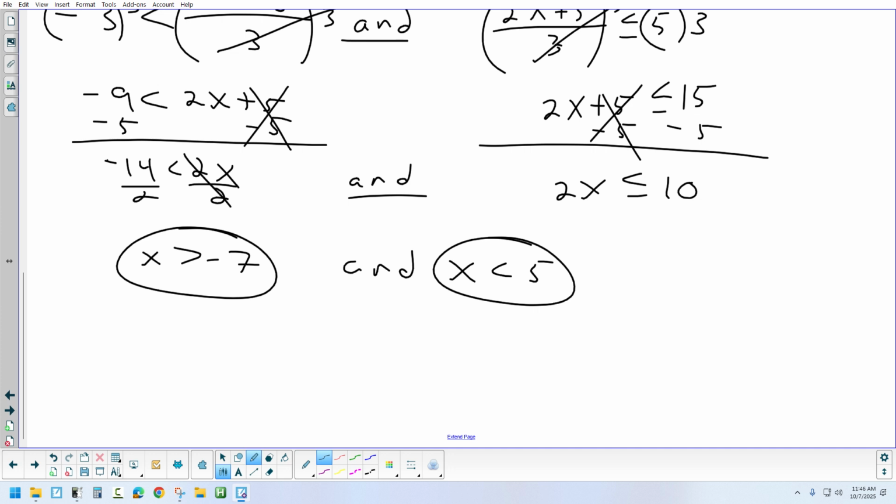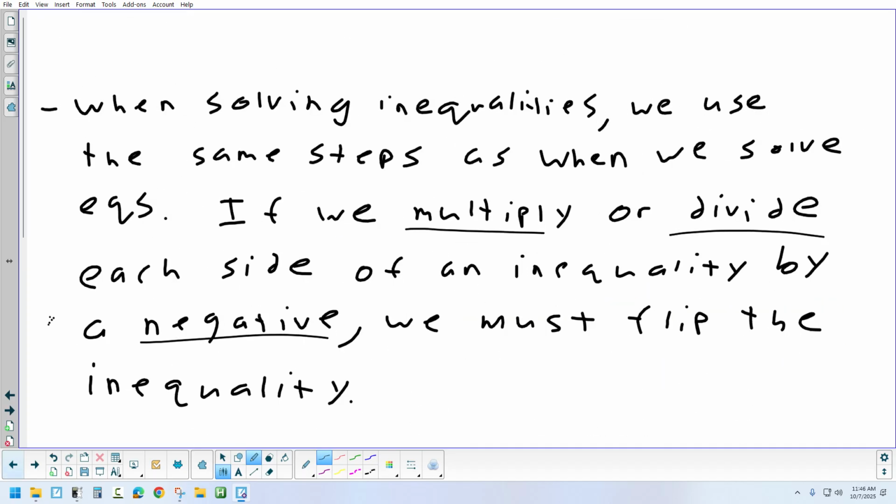Wait. For that one, wouldn't it be negative 7 is greater than x? Because the sign... Well, no, the sign switched because you divided, right? Yeah, so the sign switches. Why does it switch? Because you divide. What did I divide by? 2. I divided by 2. Is 2 positive or negative? Oh, so it only switches if you divide by a negative? Yeah, it only switches if you multiply or divide by a negative.